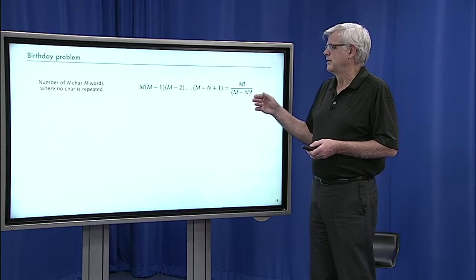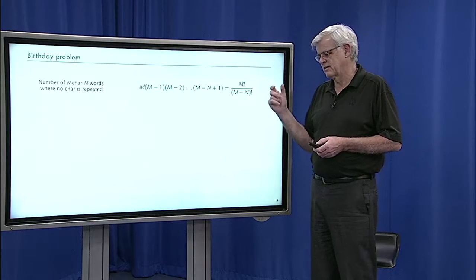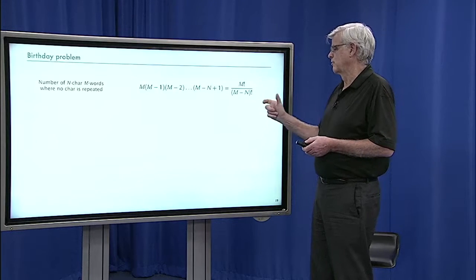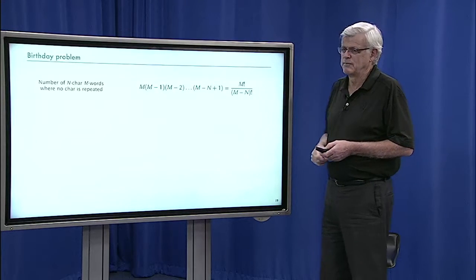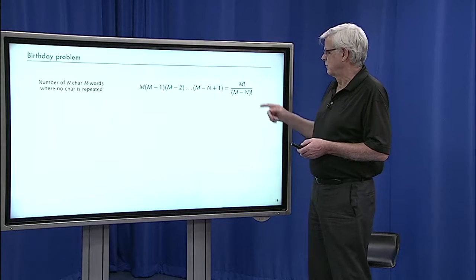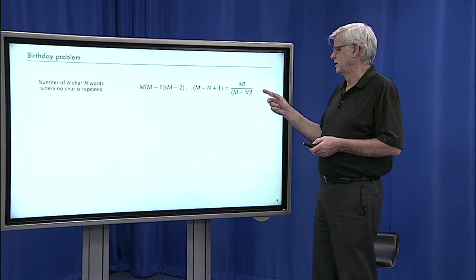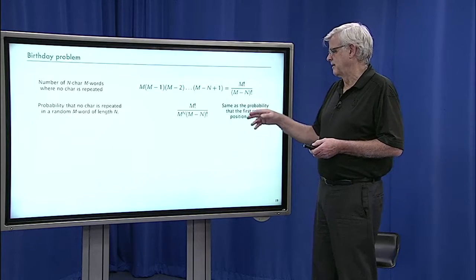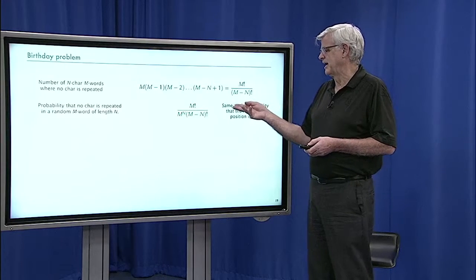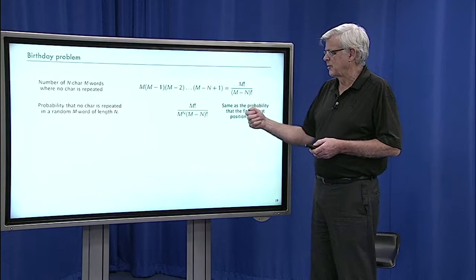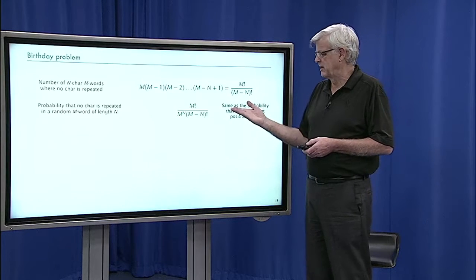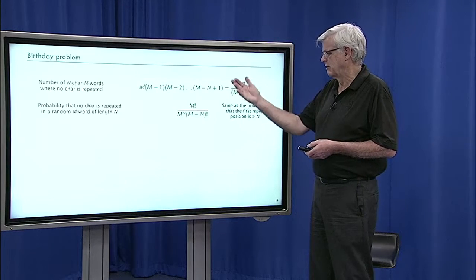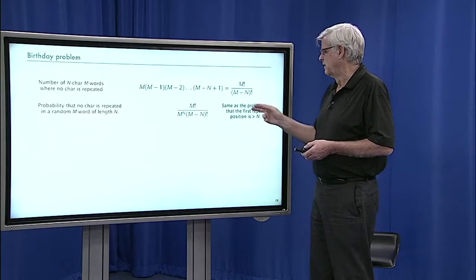We just showed that the number of n-character words where no character is repeated is m factorial over (m minus n) factorial. Again, n has got to be less than m, but that's the number. That's what we just showed. If we divide by m^n, that's the probability that no character is repeated in a random m-word of length n. It's the number where none are repeated divided by the total number possible.